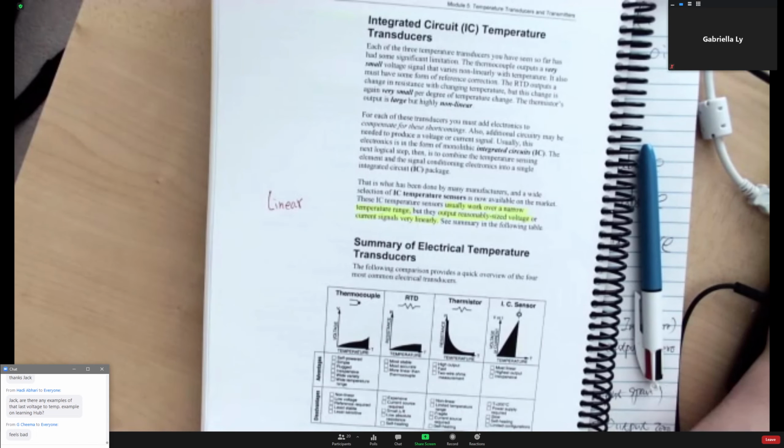Heidi asked me, is there any example of voltage to temperature? Voltage to temperature example. You mean module 5 those things? Let me see.